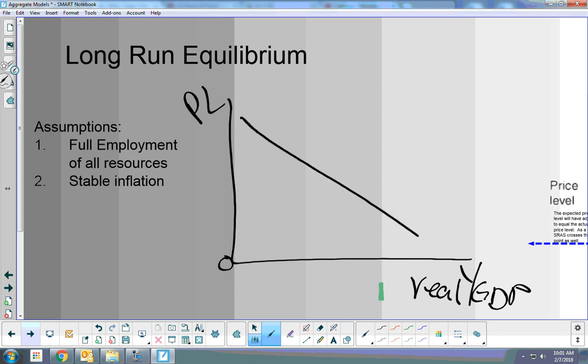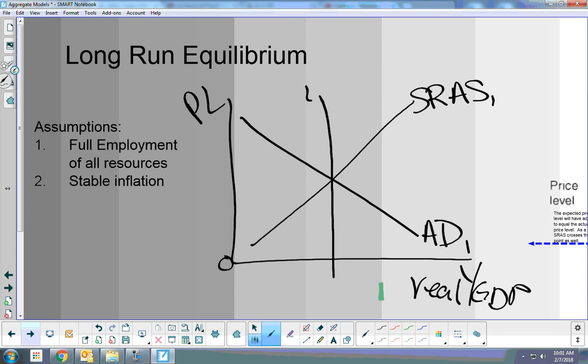We have aggregate demand sloping downwards, labeled AD1. Short run aggregate supply curve sloping upward, labeled SRAS1 for short run aggregate supply. And then we have long run aggregate supply intersecting in the middle, LRAS. Where they intersect is equilibrium.